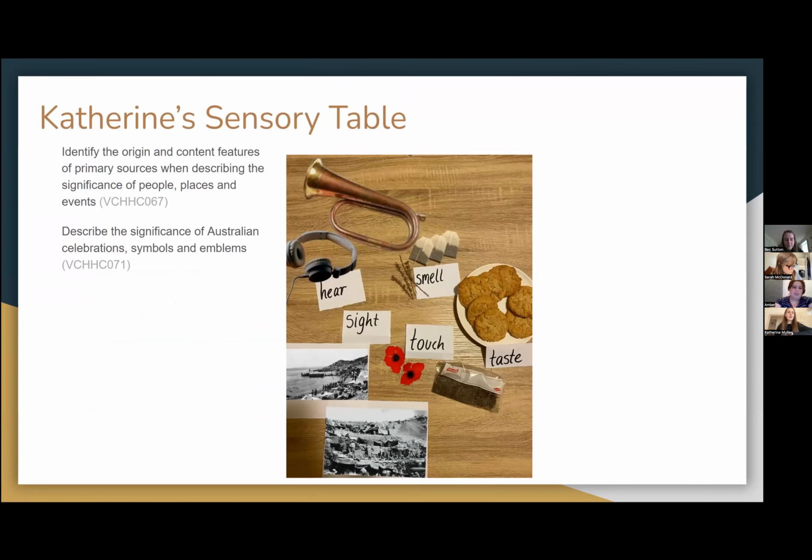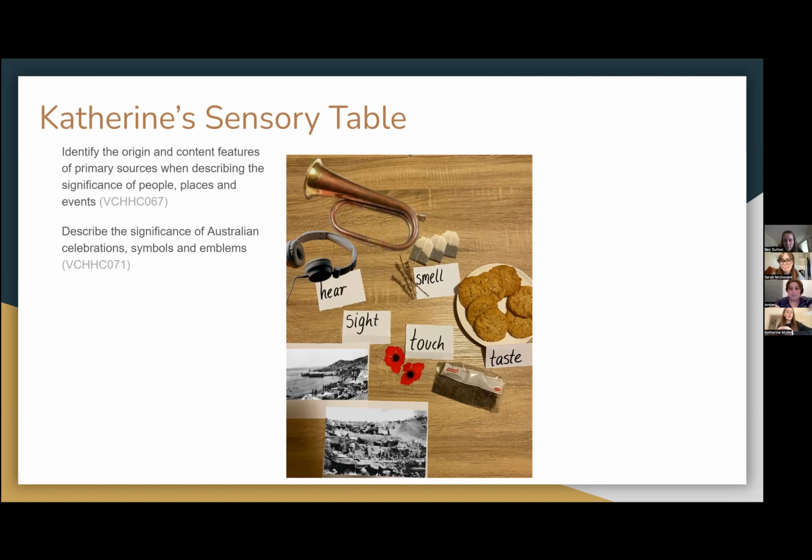So my sensory table is aimed at grades 3 and 4, linking to the history curriculum. The aim is for the students to understand the significance of Anzac Day, really focusing on how it has affected Australia's history. The content descriptors that it links to are about identifying the origin and content features of primary sources when describing the significance of people, places and events, and describing the significance of Australian celebrations, symbols and emblems.